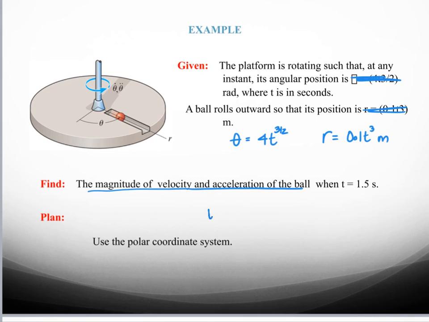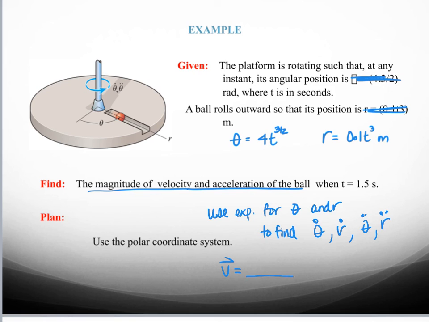And so you're going to use the expressions for theta and r to find theta dot, r dot, theta double dot, and then substitute them into the expressions for velocity and acceleration in order to answer your question. Of course, the t value you're using is 1.5 seconds. So that's another thing that we'll come back and look at. All right, and so that finishes up the material for Chapter 12, our first crack at dynamics and kinematics. And so we will be meeting to talk about some of the problems and any questions you have, probably at the end of the week.